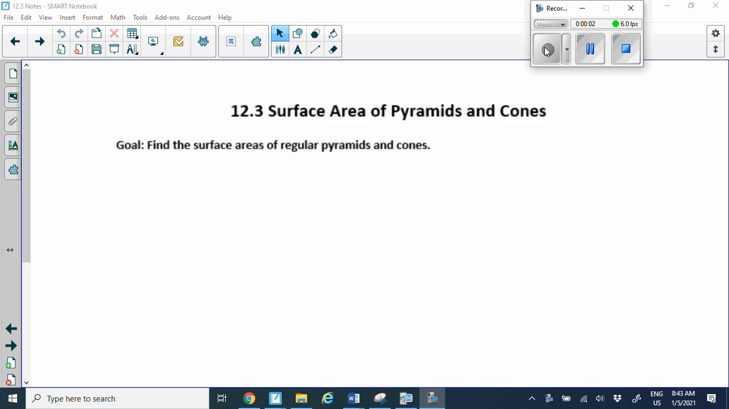Hey guys, so here's the notes for 12.3. We're going to find surface areas of regular pyramids and cones.